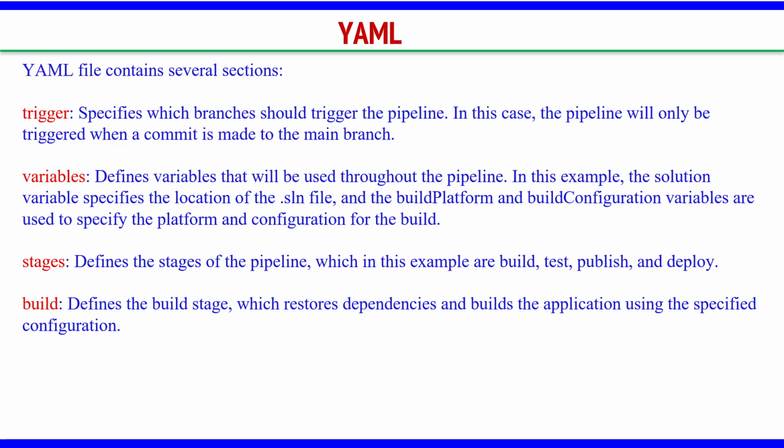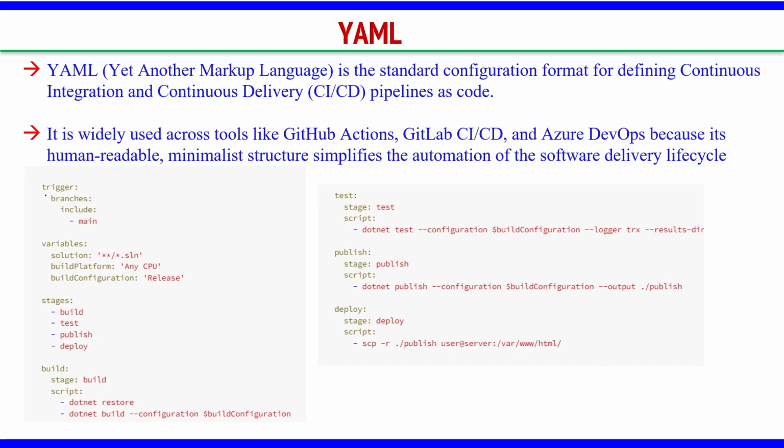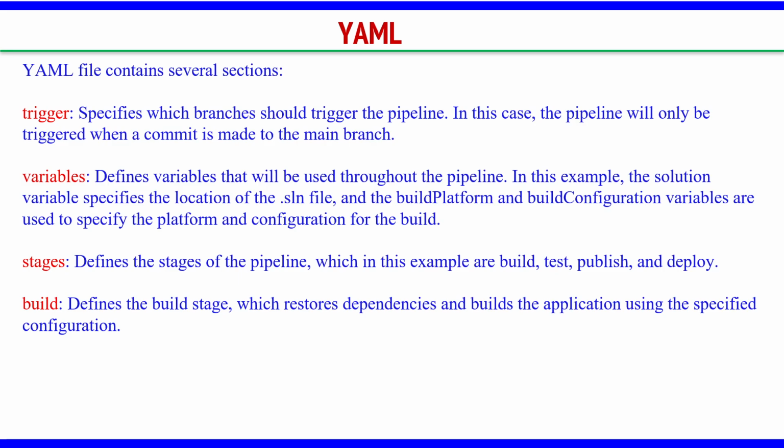Okay, right? So it contains several sections. If you see, there are so many sections here: trigger, variable, stages, right? There are so many sections in the YAML file. What are these things? If you know those sections, you can write your own YAML configuration file, right? So the first one is the trigger. Trigger specifies which branches should trigger the pipeline. From where should the pipeline begin?